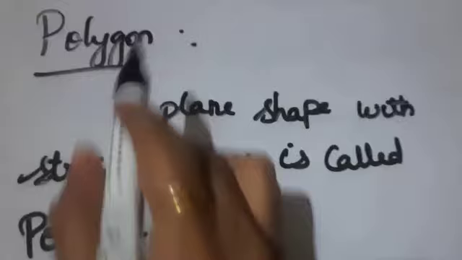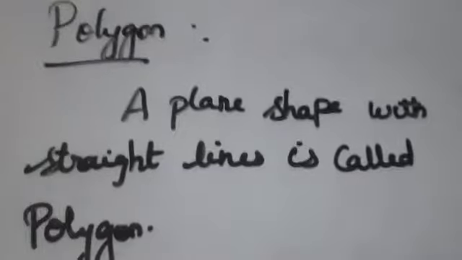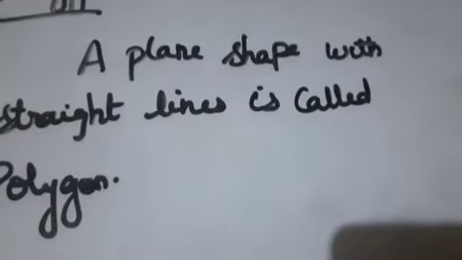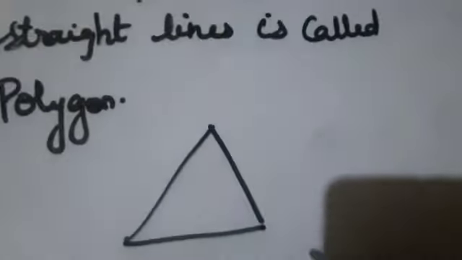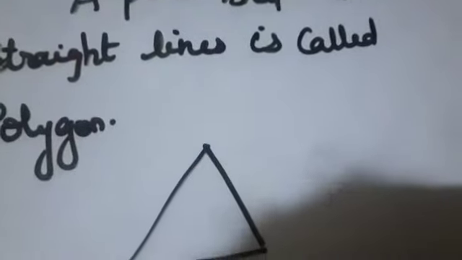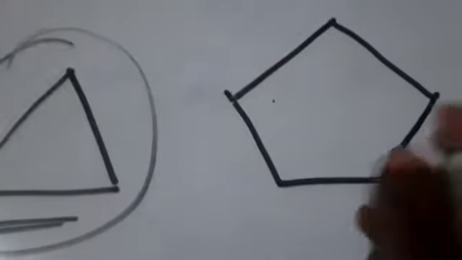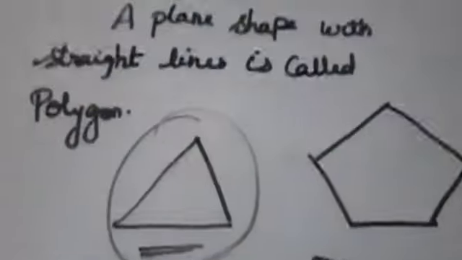Now let us get to know what is meant by polygon. Polygon. A plane shape with straight lines is called a polygon. The example of polygon is triangle. So what is given here? A plane shape with straight lines is called a polygon. So triangle is one type of polygon. A regular pentagon is another example of polygon, and the irregular pentagon is also an example of polygon. So these are a few examples of polygon.